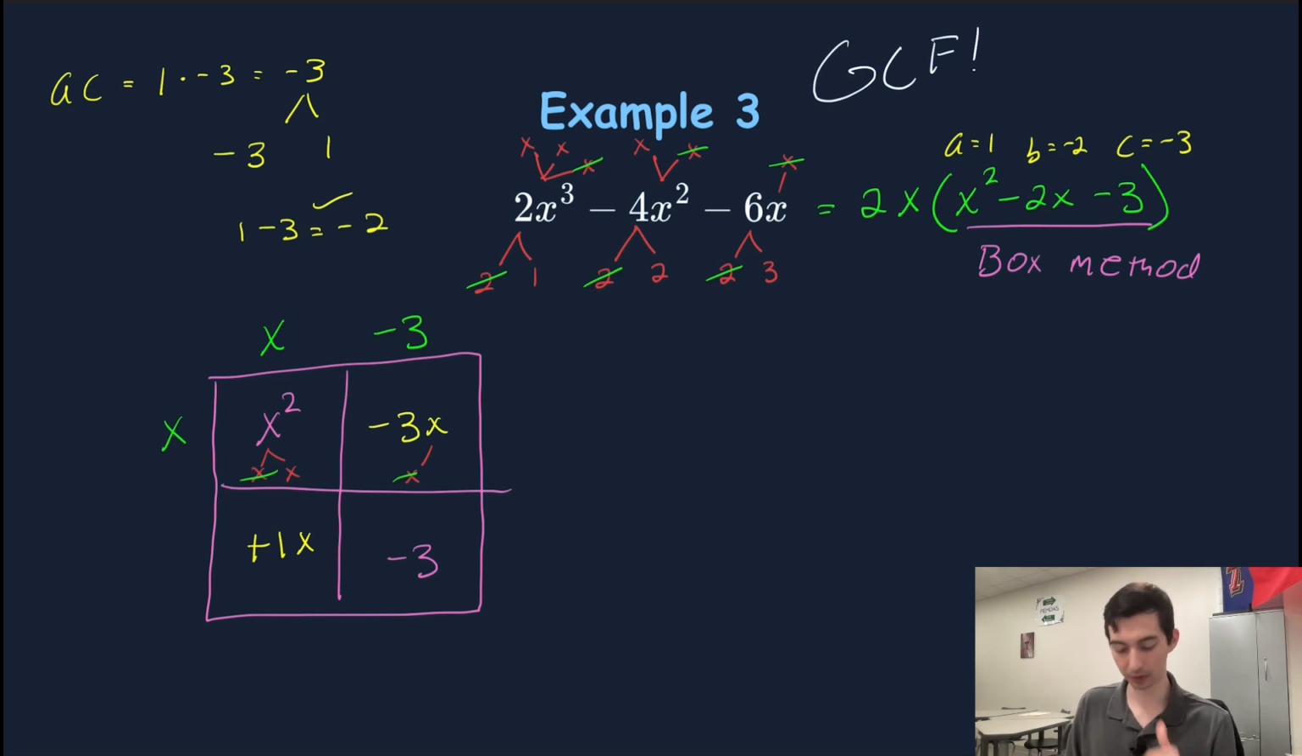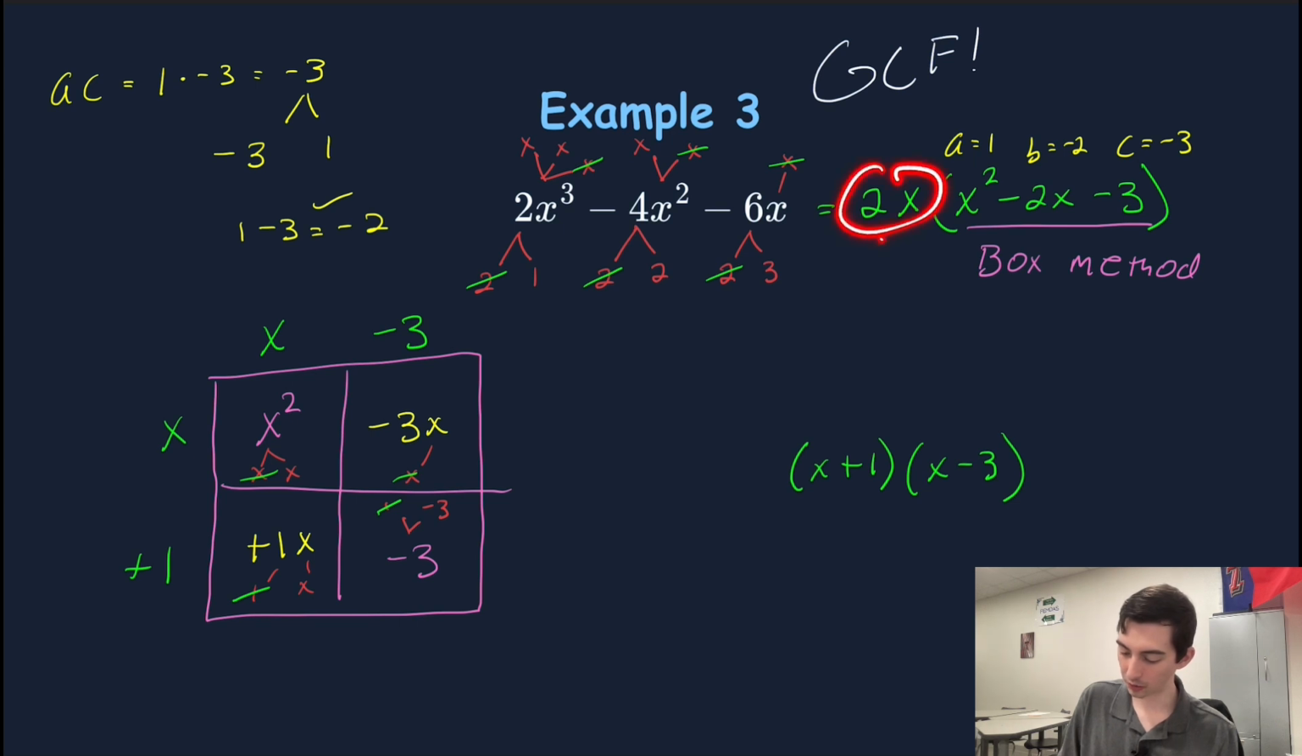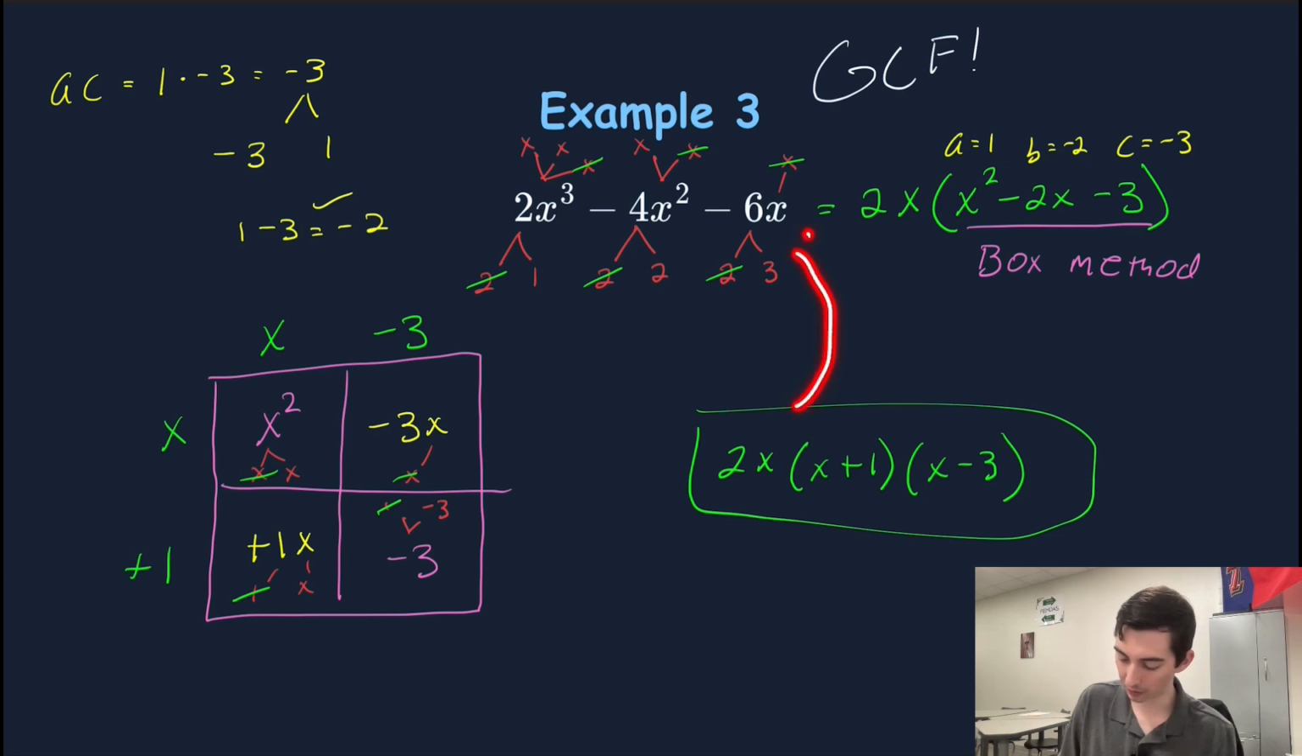And now in this second row, I've got 1x, which is just 1, and then an x. And then this 3 we can separate into 1 and negative 3. And so now what do I have in both of these terms? Well, I have a 1 in both of these. So I can just say plus 1. And that does leave me with an x and a negative 3 up top. So my two factors are x plus 1 and x minus 3. But remember, we need to bring this 2x down as my GCF. So this would be my factored form of this original trinomial.